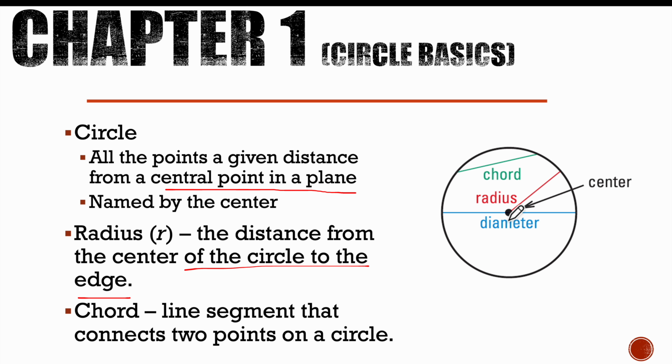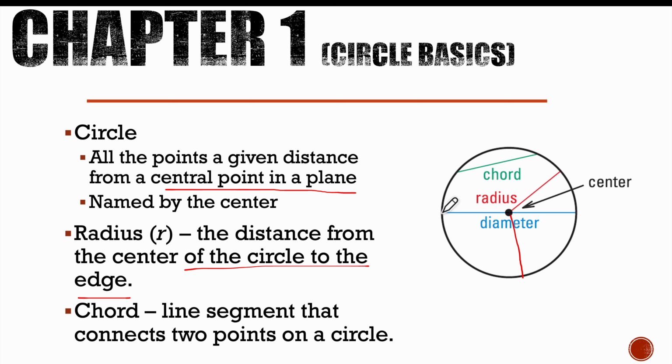From here to here is a radius. From here to here is a radius. If I draw another straight segment from the center to here, it's also a radius. And what is this? This is a chord. What is a chord? A line segment which connects two points on a circle. If the chord passes through the center, that chord is also called a diameter.